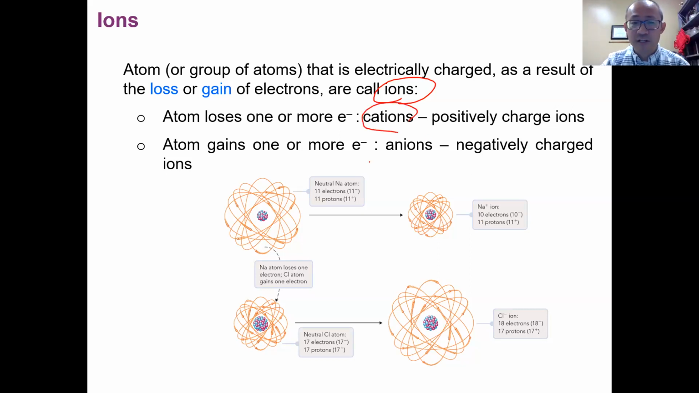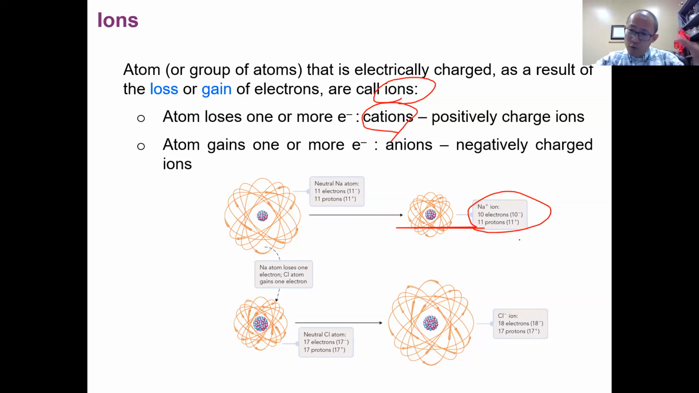For example, sodium. Sodium has 11 protons and 11 electrons. If you lose 1 electron from sodium, then the sodium ion will have 11 protons and 10 electrons because you lose 1. So overall, you have a what? Positive 1 charge, because protons are now more than electrons.